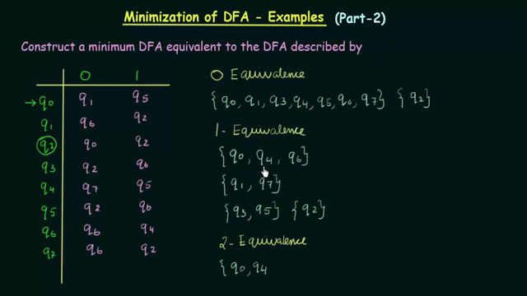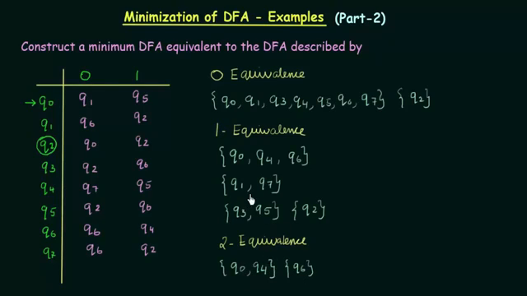So I can just check it with Q4. Q4 and Q6 on input 0, it goes to Q7 and this goes to Q6. Q7 is here but Q6 is here. They are in separate sets. So I cannot put Q6 along with these two anymore. Q6 will form a separate set by itself because it is not two equivalent to Q0 or Q4.